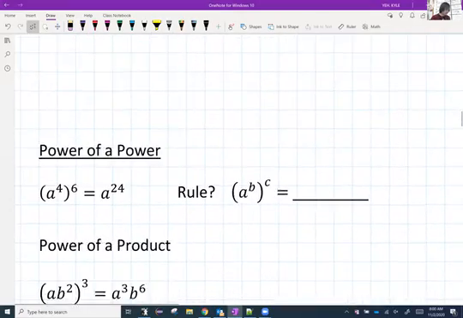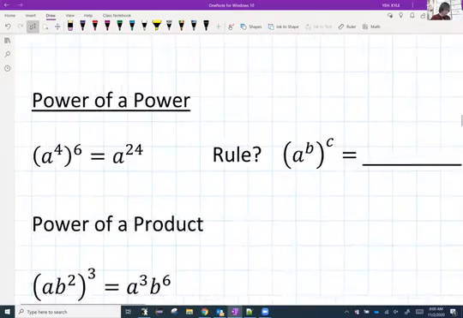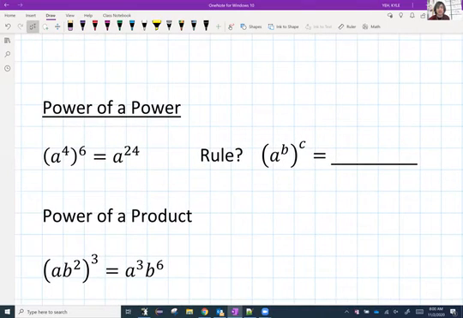So that leads us to our rule, a power of a power. How do we take the power of a power? A to the 4th to the 6th power is a to the 24th. And so what did we do there? We just multiplied. A to the 4th to the 6th power is a to the 24th. That means the rule is a to the bth to the cth power. Our general rule is just we multiply those, a to the b times c.